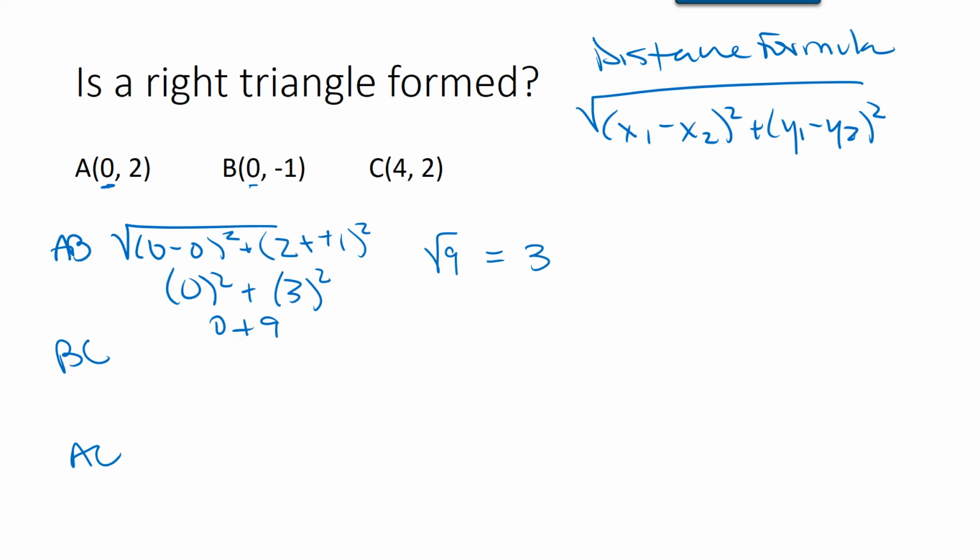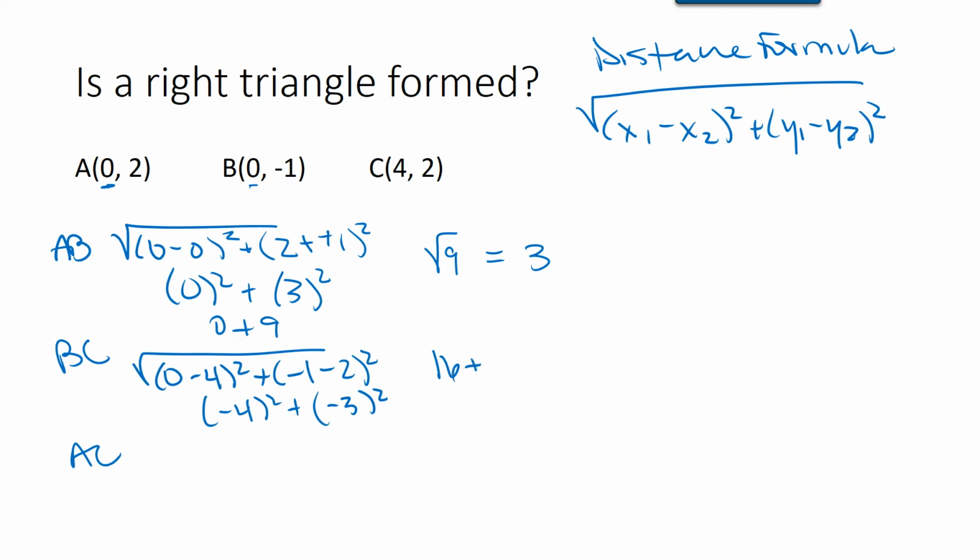Alright. Next thing I'm going to do, same thing on BC here. Square root of 0 minus 4 squared plus negative 1 minus 2 squared. Well, 0 minus 4 squared is negative 4 squared plus negative 1 minus 2 is negative 3 squared. That's really 16 plus 9, and 16 plus 9 is 25. So this is the square root of 25, which is 5.